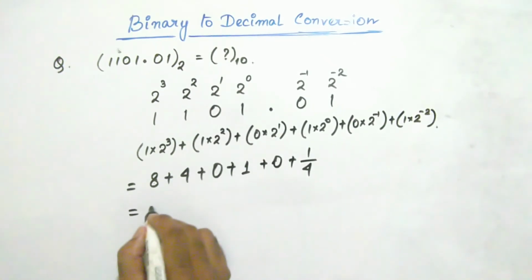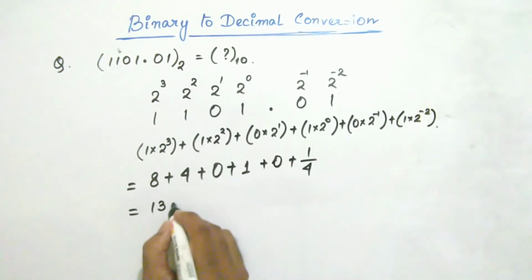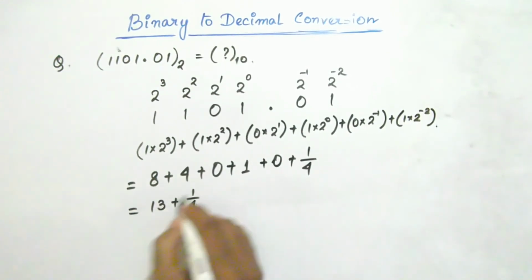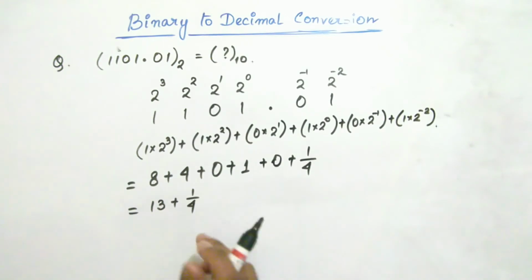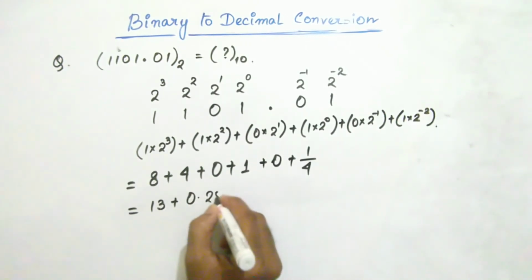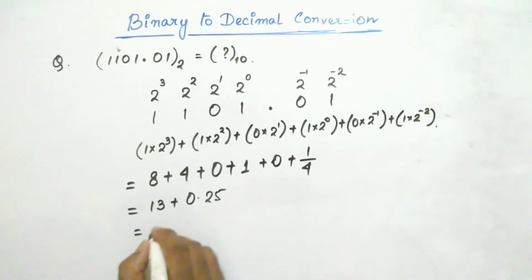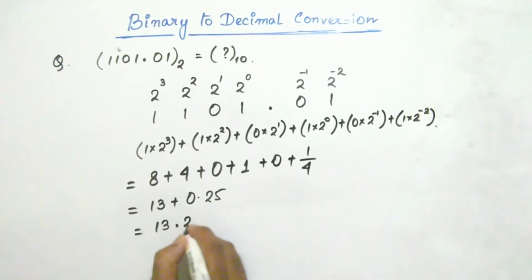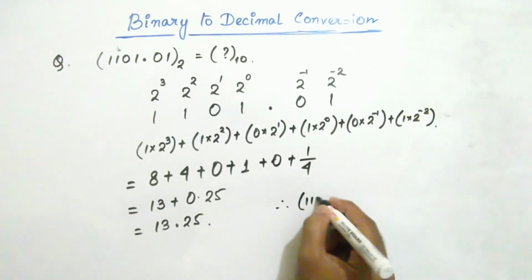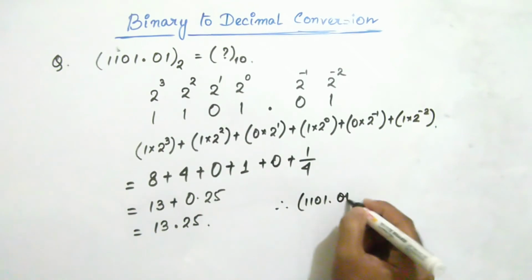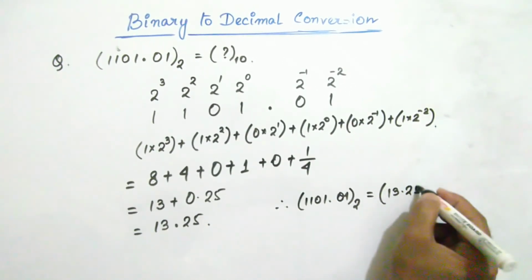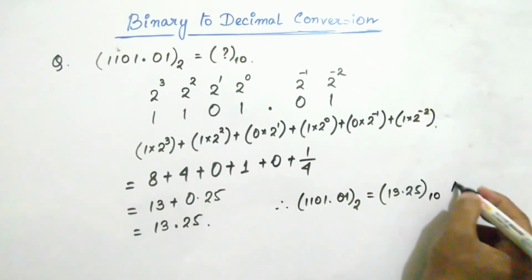So here we have 13 plus 1 by 4, and this 1 by 4 can also be written as a decimal, that means 0.25. So just add these two, we will get 13.25. Therefore the decimal equivalent of the given binary number is 13.25. This is our answer.